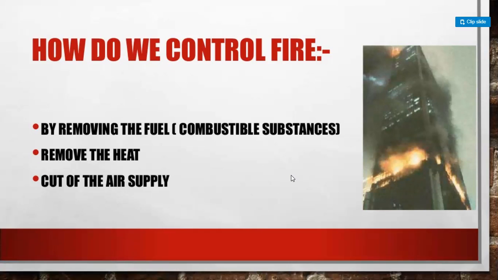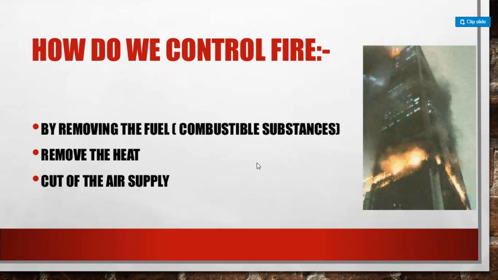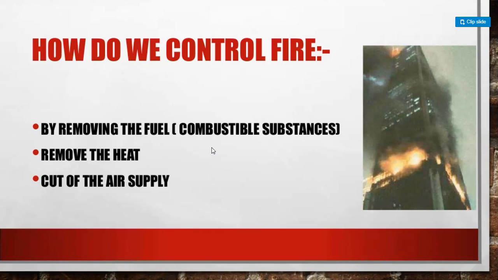Now, how do we control fire? We know that whenever a fire takes place accidentally, we have to control it to protect the people and to protect the building from damage. So how can we do that? First of all, the step should be removing the fuel, that is, the combustible substance. Like if a house catches fire, then first of all we have to remove the wooden objects which can catch fire. Walls cannot catch fire, but other substances like curtains and bed sheets can catch fire.